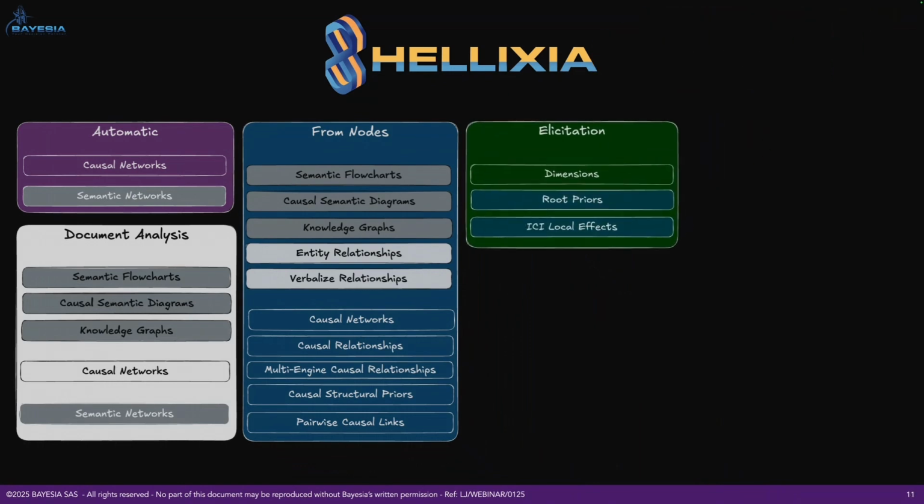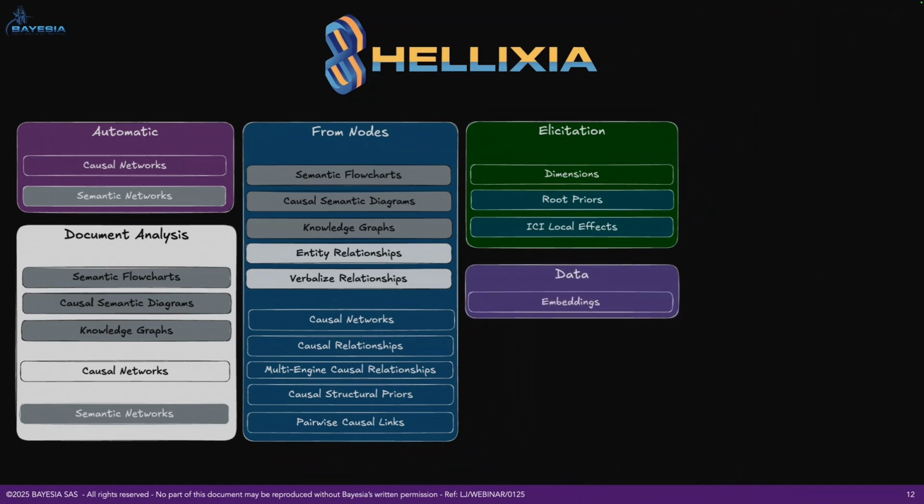We can also use Hellixia for elicitation, right? So we can use it for finding what are the dimensions we need to include when we do brainstorming. We start with a target node, a question, and then we can obviously use the experts that we have in the team, but also use Hellixia for trying to find dimensions that the expert forgot, for example. And we can also, in this elicitation section, use Hellixia for estimating priors of the root nodes, and also estimating the local effects associated with the nodes. I'm going to go through that in a few minutes.